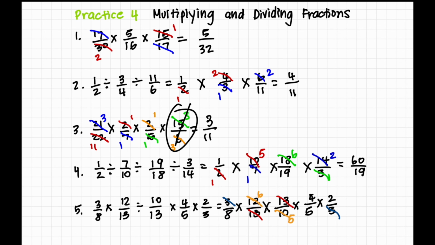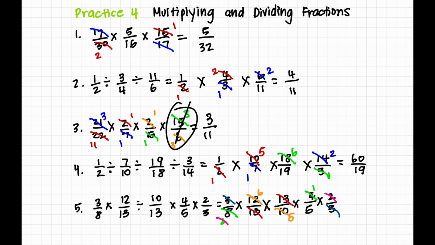And I see 8 and 4, which are both divisible by 4. So this one's going to be a 1, and then 8's going to be a 2. And then we have the same exact thing, which is 2 and 2 top and bottom, right? So we're going to cross these out. And now I don't see any more that we can divide. So I'm just going to multiply all of them.